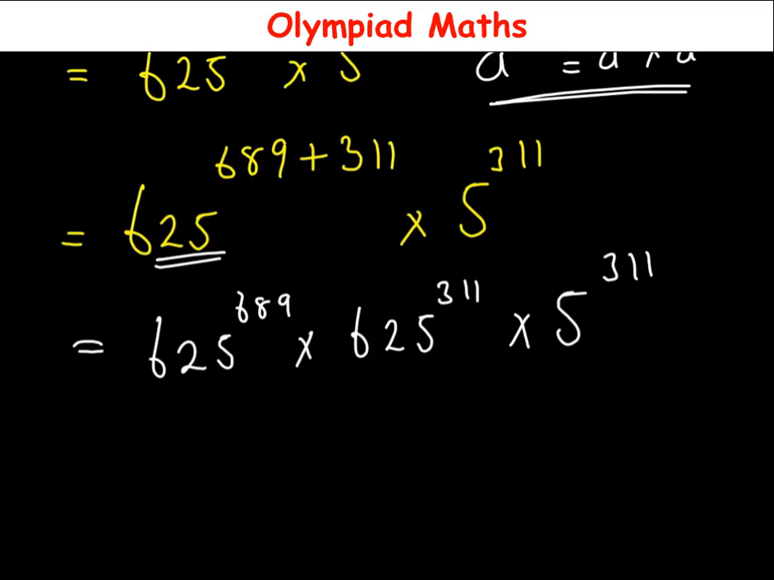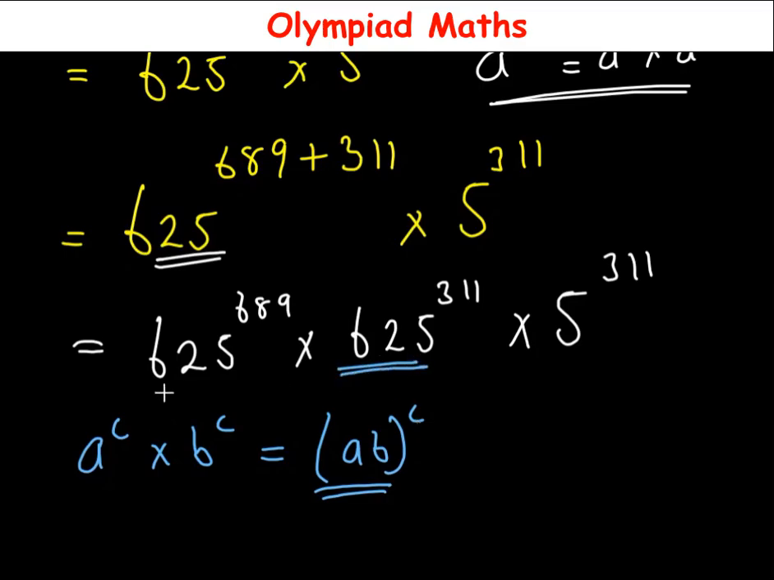At this junction, if you have a raised to power c times b raised to power c, this is equal to, since they have the same exponent, you will multiply the bases. So ab, then all power of c. Since they have the same exponent, you multiply the base and pick one of the exponents. So applying this right here and here also, we have the same exponents but different bases. So we're going to multiply the bases and pick one of the exponents.